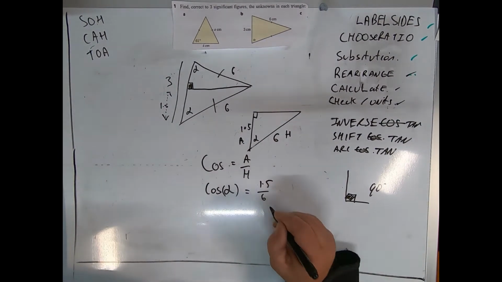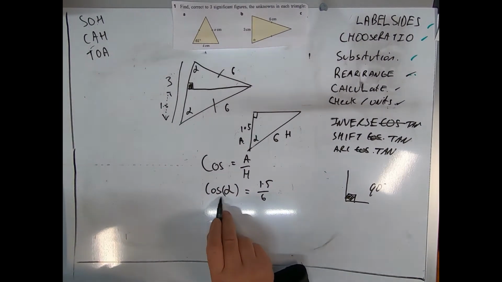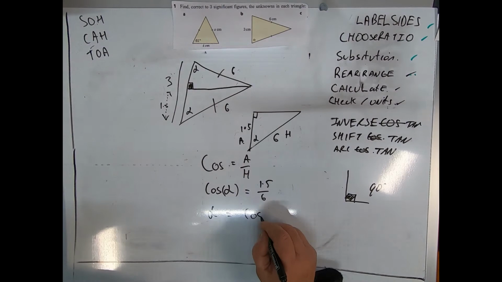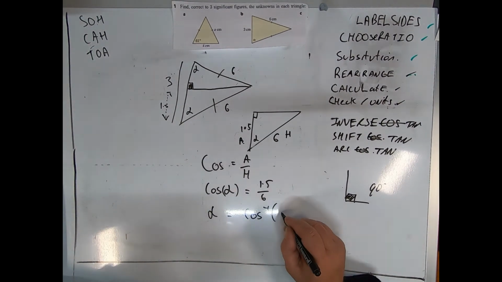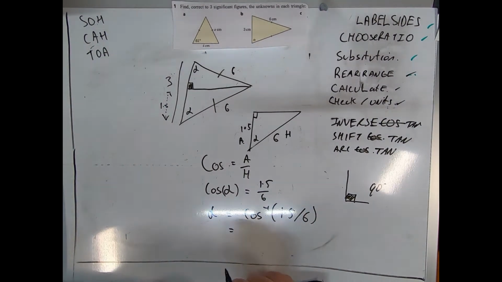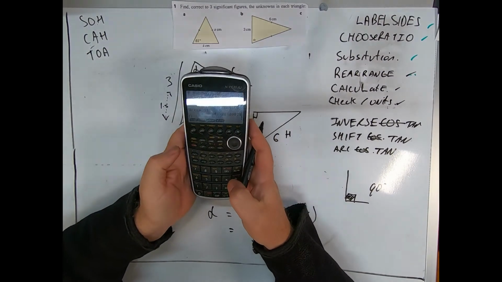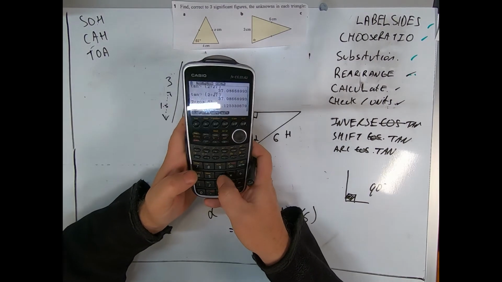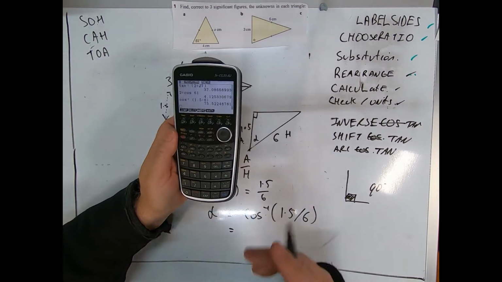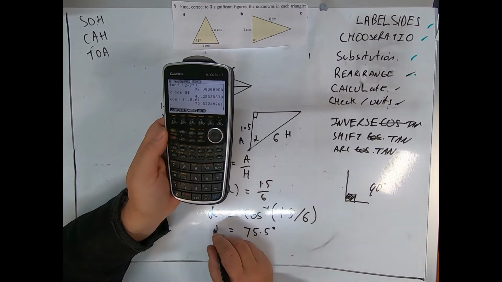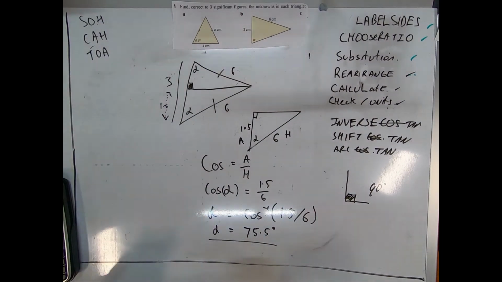Cos alpha equals 1.5 over 6. Well, looking for an unknown here. How to get rid of cos? Shift cos, arc cos, inverse cos, whatever your calculator has, this is how we write it. So shift cos, bracket 1.5 divided by 6, gives me an angle of 75.5 degrees. Sorted.